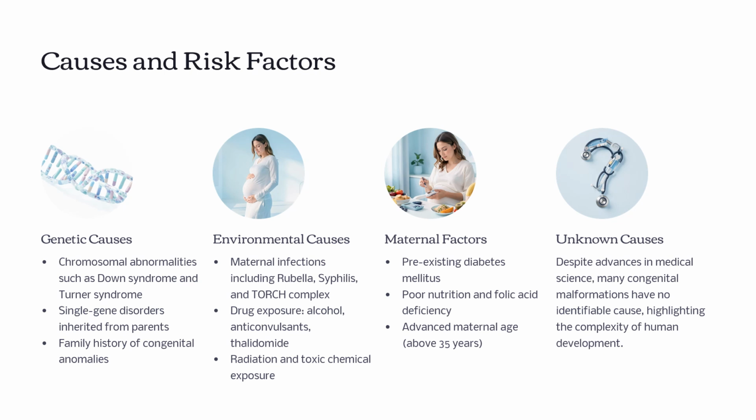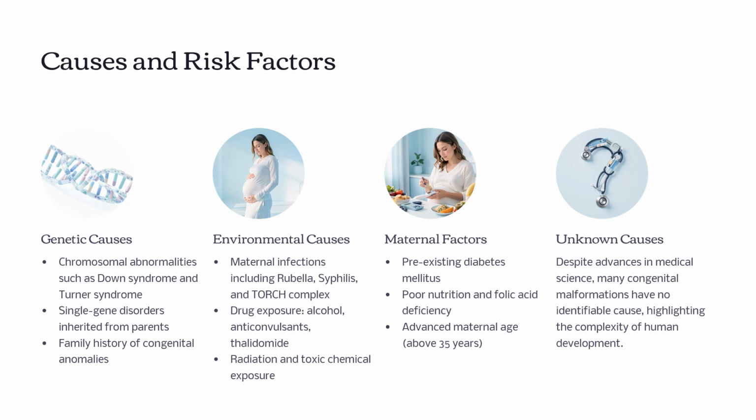Next, we'll see the causes and risk factors. Especially four causes are involved. The first is genetic causes. Chromosomal abnormalities such as Down syndrome and Turner syndrome can cause congenital anomalies. Even single gene disorders and a family history of congenital anomalies are among the causes.